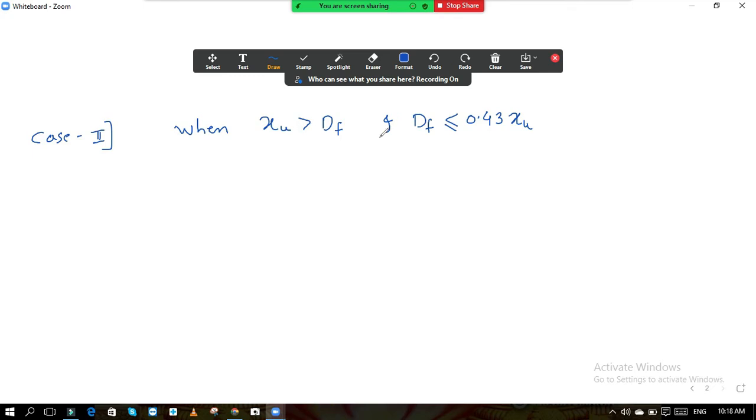So Xu is greater than Df and Df is less than or equal to 0.43 Xu. Means what? Now let us see. I will draw both the cross sections, T and L, so that it will be easier for you to understand. The same concept will be applied for the L section also. Okay, so now this is the L section.